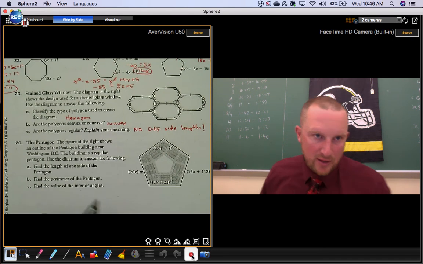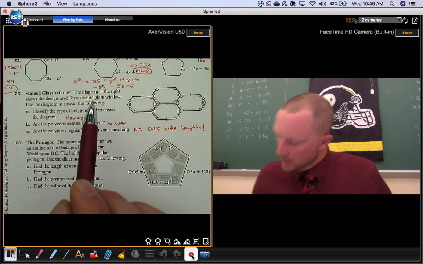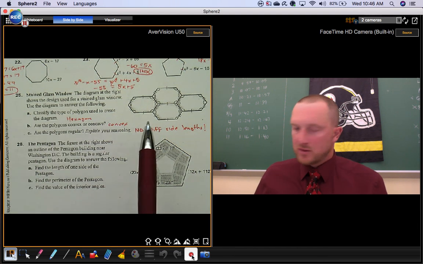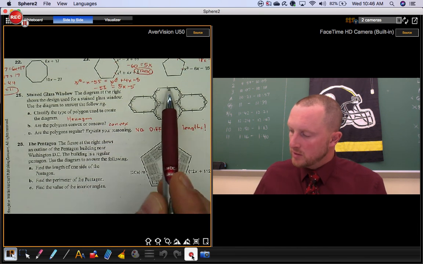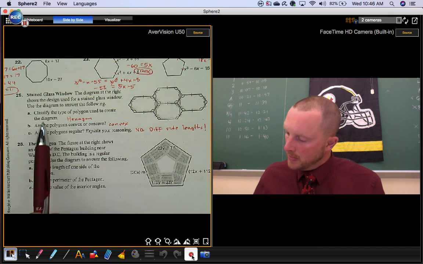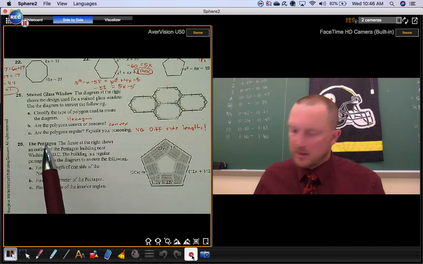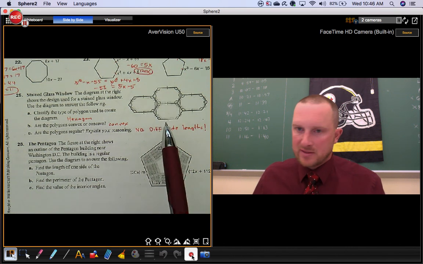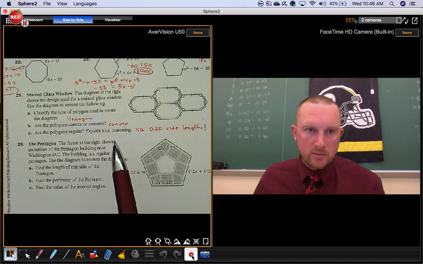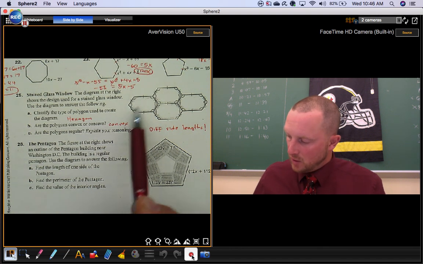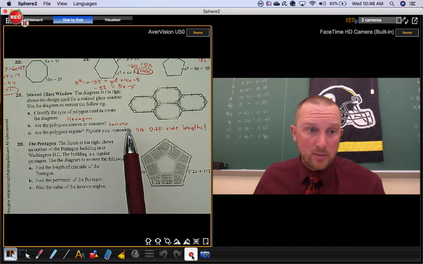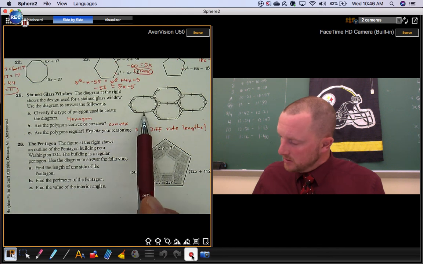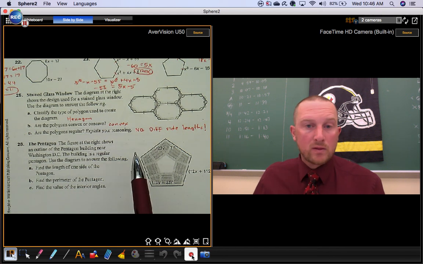For number 25, we have a stained glass window. The diagram at the right shows a design used for stained glass windows. Use the diagram to answer the following. So these are stained glass windows. These marks mean things. Classify the type of polygon used to create the diagram. There are 6 sides on each of these pieces of glass. So they're hexagons. They're convex because all of the diagonals would be inside the shape. Is it regular? It's not, because the side lengths have different markings.